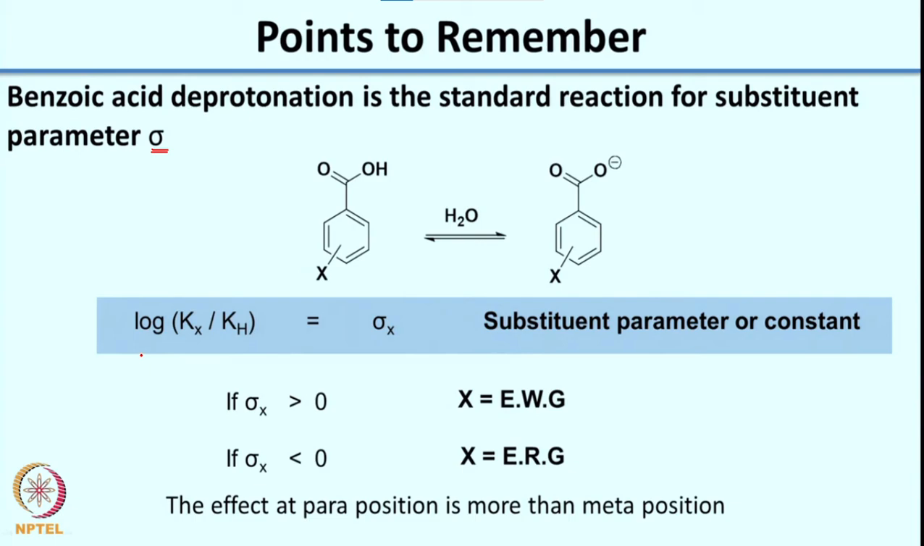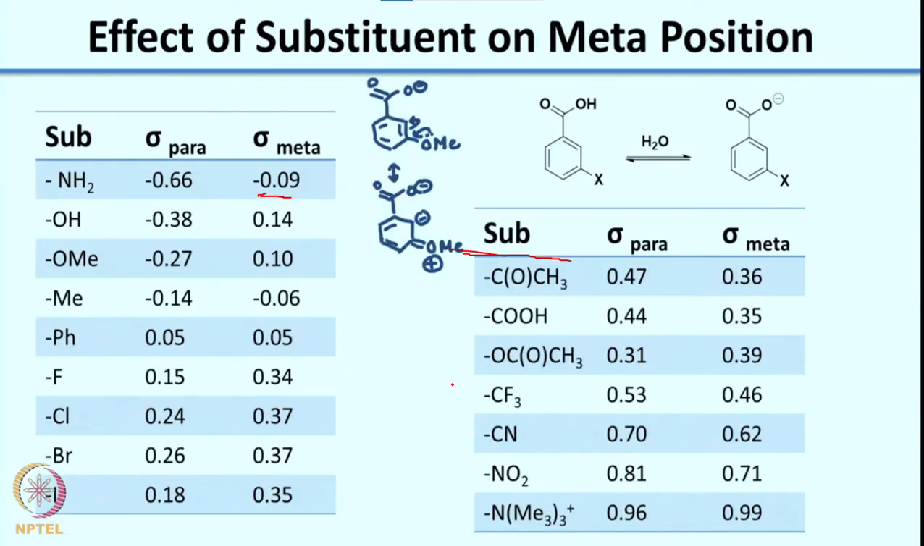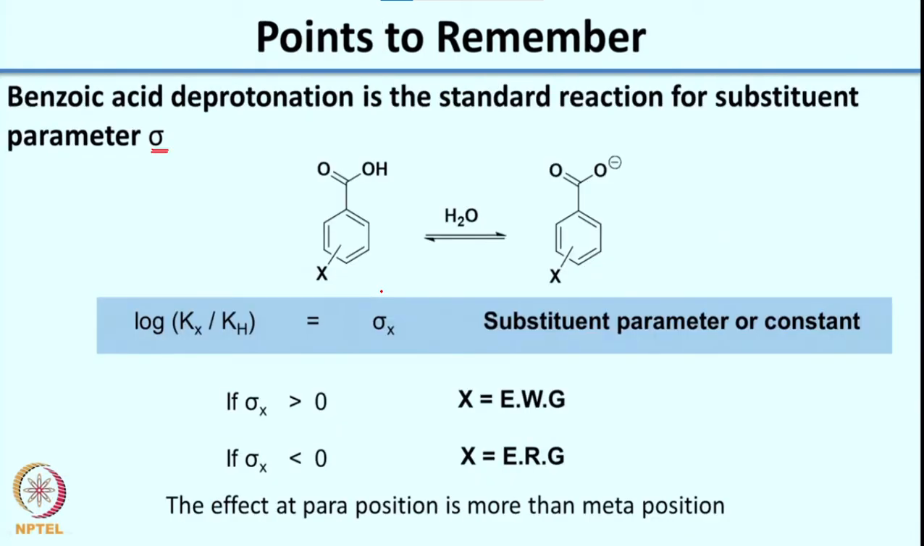So according to the Hammett equation, log kx by kh equal to sigma x, right? We have already discussed this. If sigma x is greater than 0, that means an electron withdrawing group is there, and if sigma x is less than 0, that means electron releasing groups are there. The effect at the para position is more compared to the meta position. I have already discussed this here; you can compare the values. So the effect at the para position is more than the meta position.